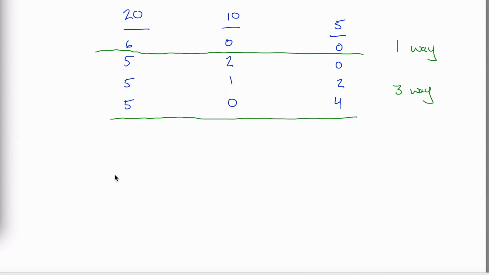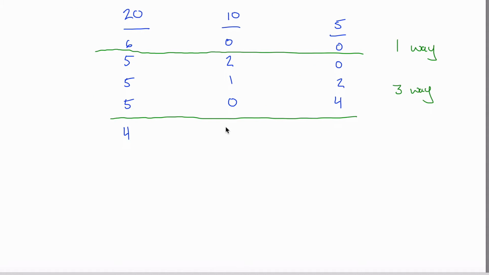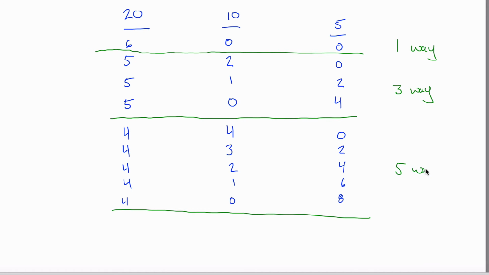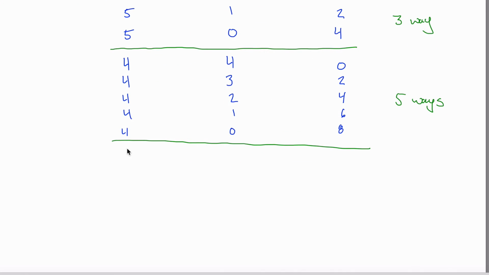I wonder if there's some sort of pattern going on here. What if you had 4 20s? Well, if you had 4 20s, that's 80 bucks. So I need 40 more dollars. I could get $40 with 4 10s. I could also get $40 with 3 10s. I could also get $40 with 2 10s, and 1 10, and 0 10s. And if I go and I count those up, looks like I have 5 ways. 1 way, 3 ways, 5 ways. It kind of seems like there's a pattern developing here. Let's make sure that that pattern holds true.